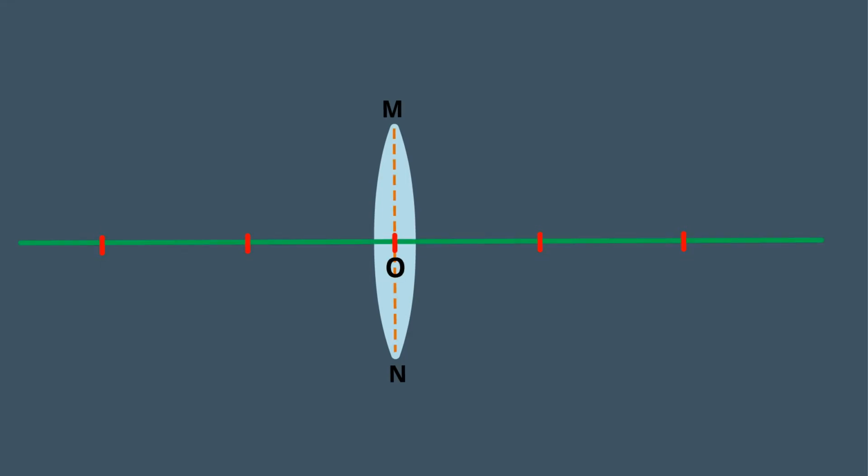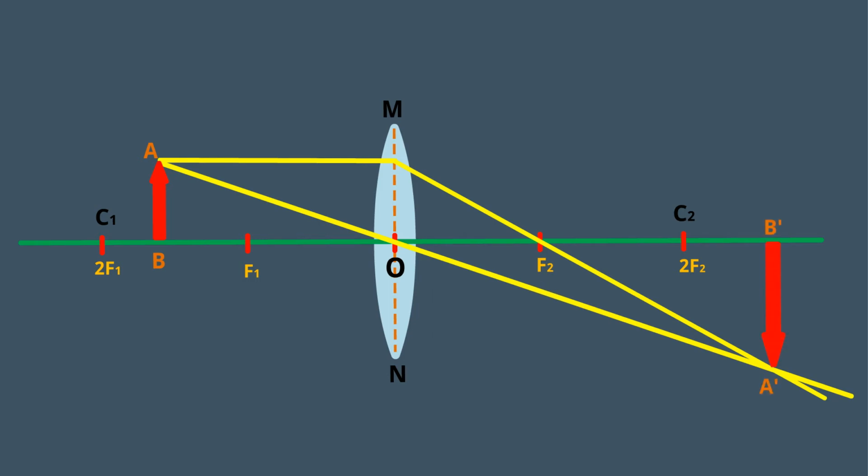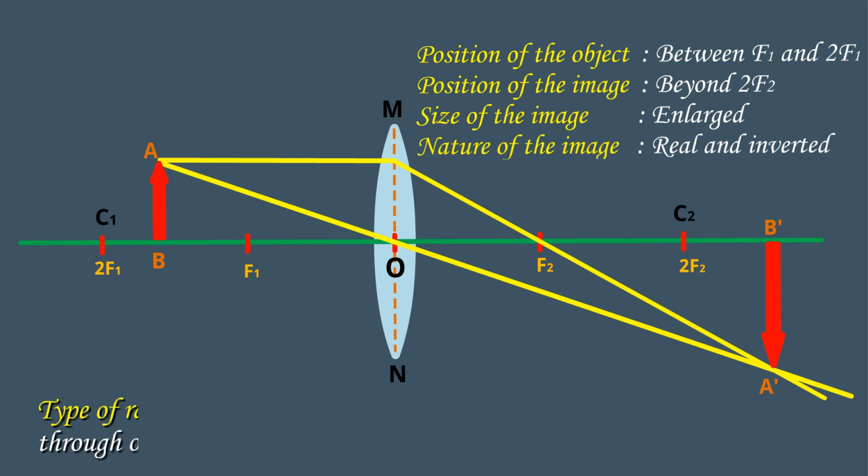And the next position, between 2f1 and f1. When the object is placed here, we have to consider two rays. In that, first, a ray parallel to principal axis. After refraction, it passes through principal focus. Second, a ray passing through the optical center, which does not undergo refraction. Where these two will meet, we will get an image whose position is beyond 2f2, and size of the image is enlarged, and nature of the image is real and inverted.